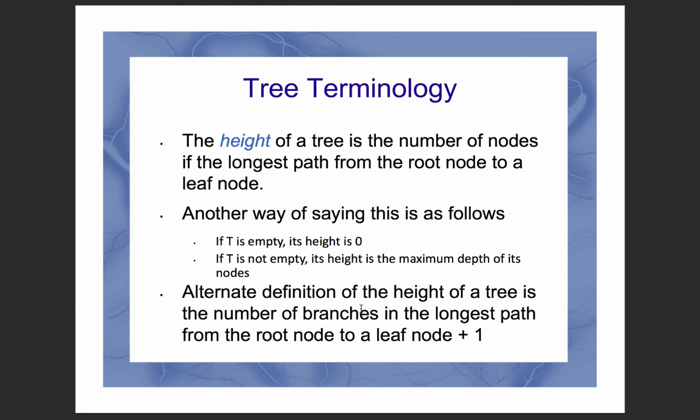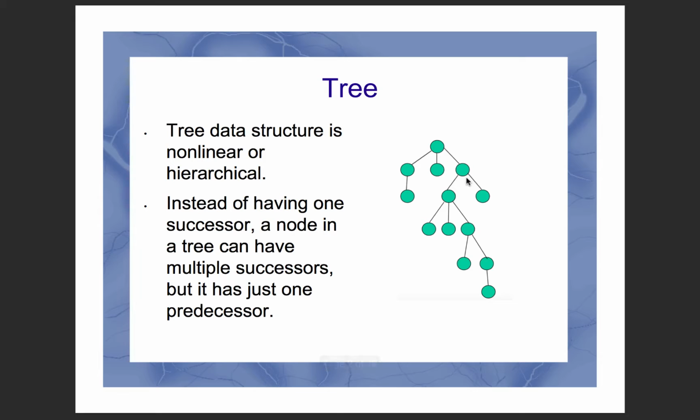An alternative definition of the height of a tree is the number of branches in the longest path from the root node to a leaf node, plus 1. So we can calculate the height by counting the branches and then adding 1 to that count. If you calculate the branches here, we know that this one is the longest path, so we can count: one branch, two, three, four, five branches. So 5 branches plus 1 equals 6. So you can get the same result.